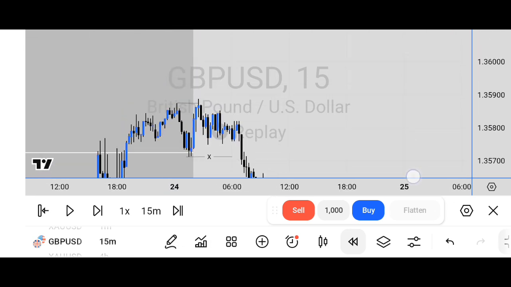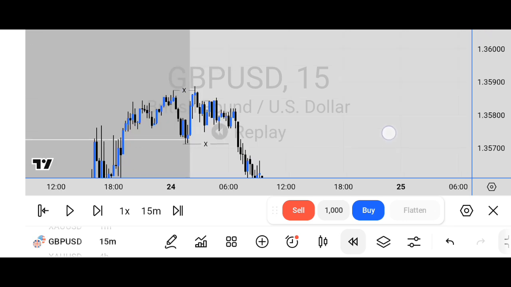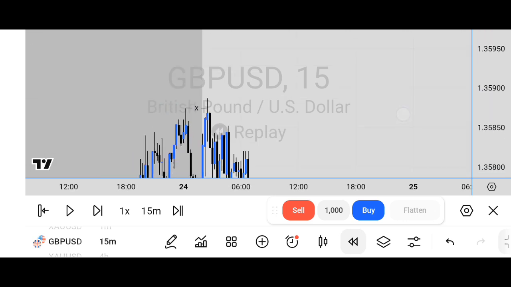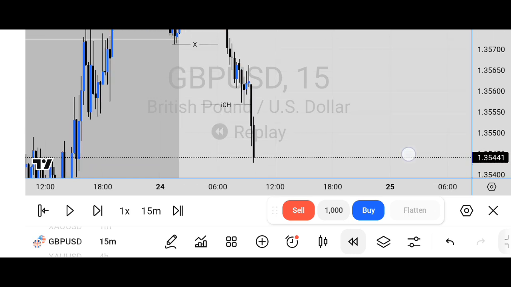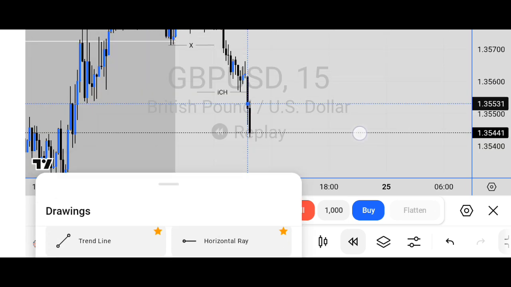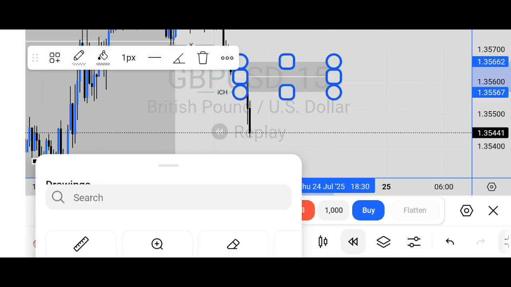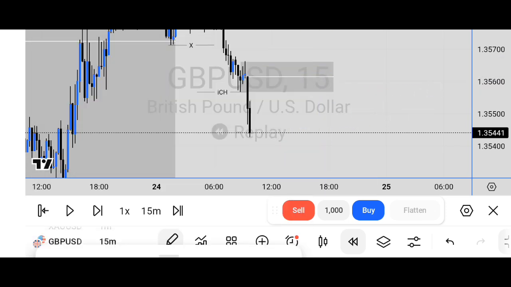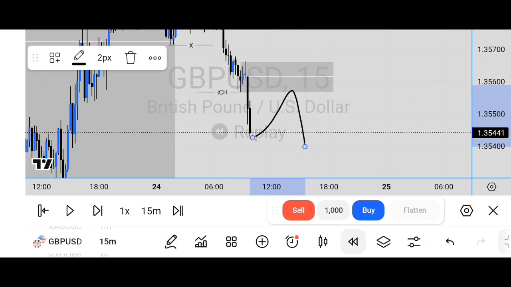Because the market swept liquidity right here, you can see it swept this high, it did not break above it. That means we can sell directly from our internal CHoCH zone right here if price comes back right here now like this. So let's play the price forward and see what happens.